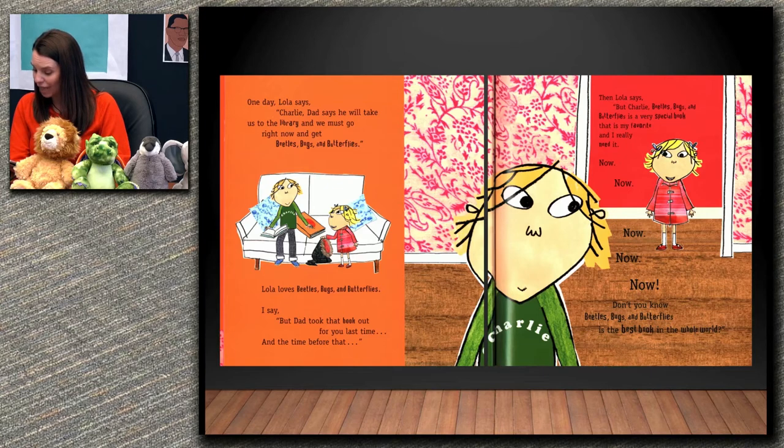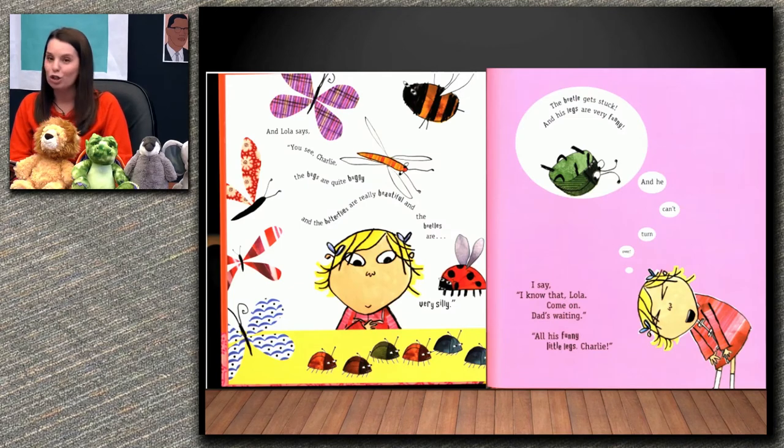I say, but Dad took that book out for you last time and the time before that. Then Lola says, but Charlie, Beetles, Bugs, and Butterflies is a very special book. That is my favorite and I really need it now. Don't you know Beetles, Bugs, and Butterflies is the best book in the whole world? And Lola says, "You see, Charlie, the bugs are quite buggy and the butterflies are really beautiful and the beetles are very silly. The beetle gets stuck and his legs are very funny and he can't turn over." I say, "I know that, Lola. Come on, Dad's waiting. All his funny little legs, Charlie."